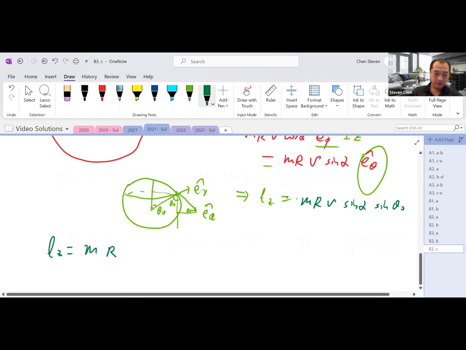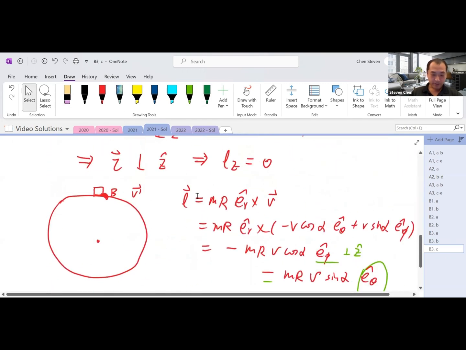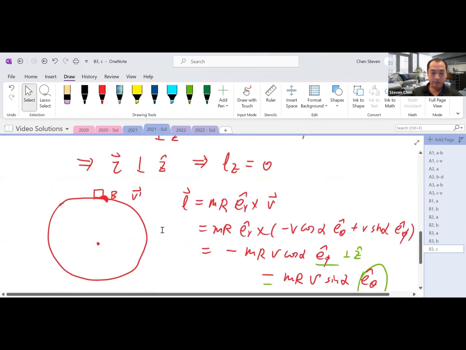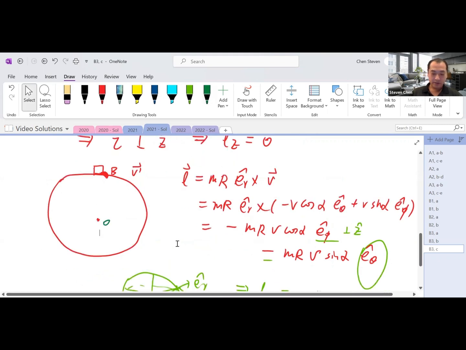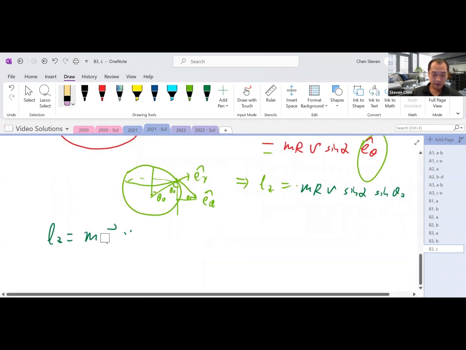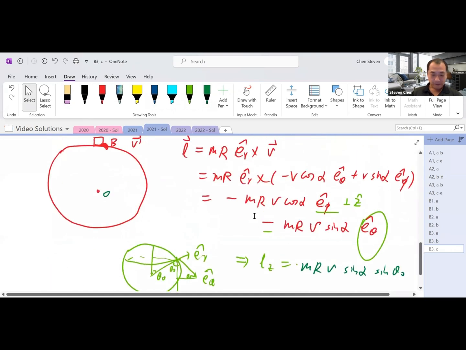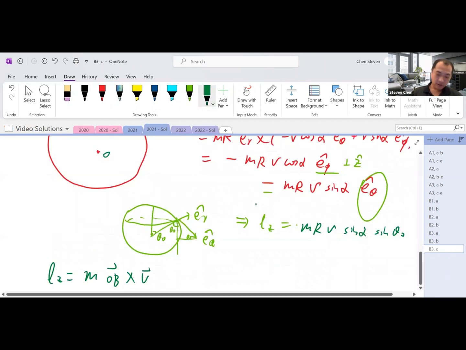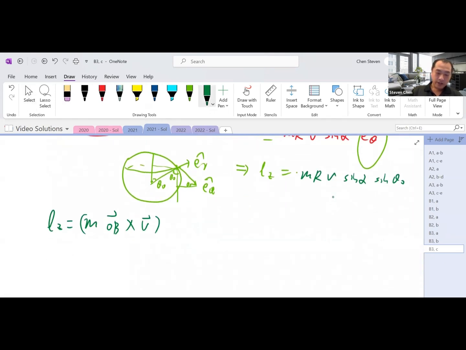So let me first write it in the vector form, and then we will treat it in some way. Cross product. For R, I know that when it hits the cylinder, it's the point B. So let me write it in terms of OB, first V. And we just care about this Z component. Let's see what we get.